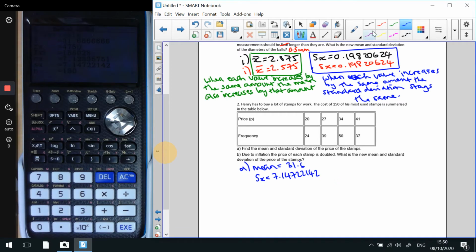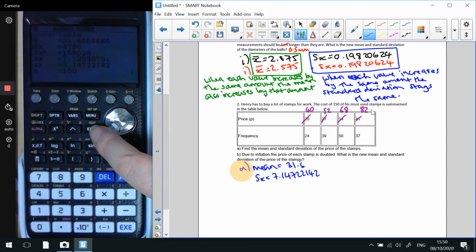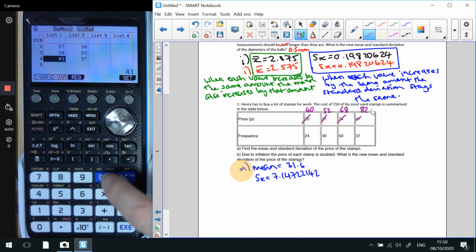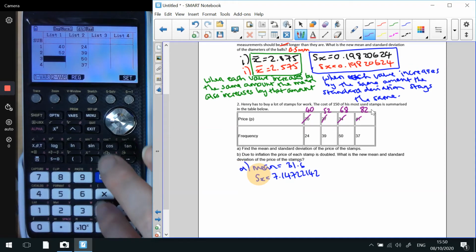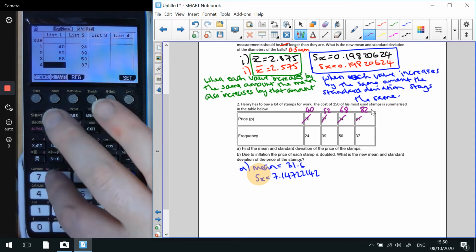So then we're told that due to inflation the price of each stamp is doubled. So instead of 20p we would have 40p, instead of 27p we would have 52p, instead of 34p we'd have 68p, and instead of 41p we'd have 82p. So then I want to find those new values, so I'm going back in my calculator. My frequencies are staying the same, I'm just doubling the prices, so we'd have 40, 52, 68 and 82.